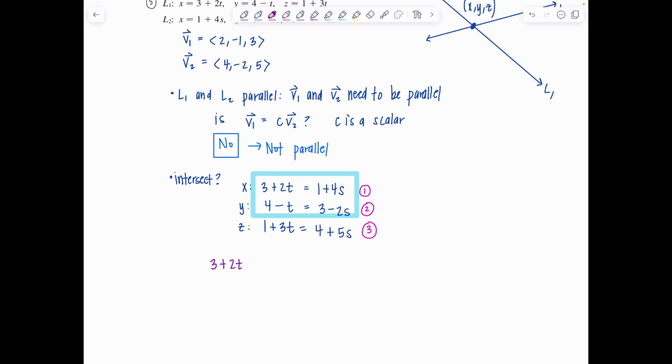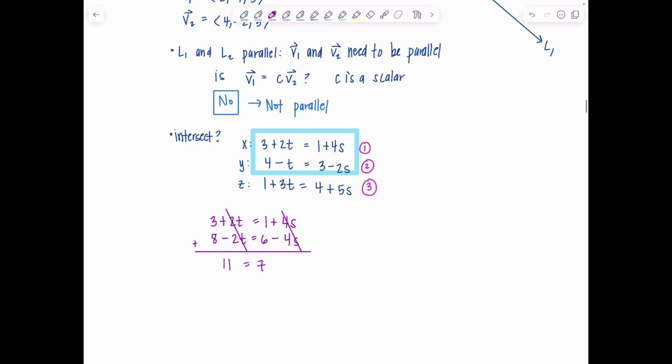So 3 plus 2t equals 1 plus 4s. And now I'm going to double the second equation. And then I'll have 8 minus 2t equals 6 minus 4s. And then if I add these together, all my variables cancel out and I just am left with 11 equals 7. Well, already things are off to a horrendous start. 11 certainly doesn't equal 7. So there's no solution to this system of equations. I don't even need to carry on any further. All right, so if there's no solution, then that means the lines do not intersect.